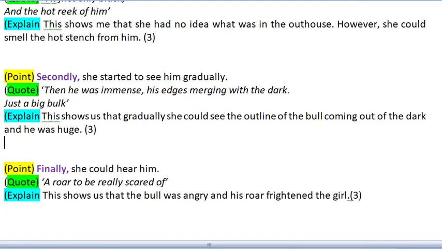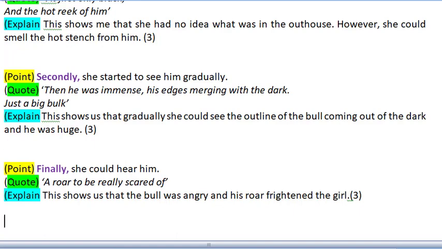Again, as you can see, we're following the same formula the whole way through. Point, quote, explain. So, secondly, she started to see him gradually. Quote, open quotation mark, then he was immense, his edges merging with the dark, just a big bulk, close quotation mark. And then you explain yourself. This shows us that gradually she could see the outline of the bull coming out of the dark, and he was huge.